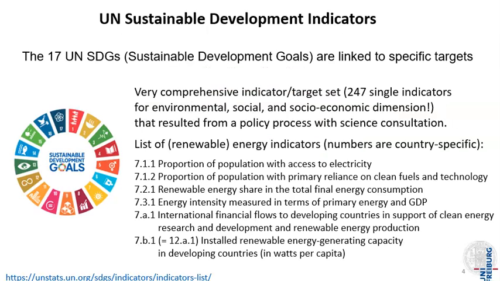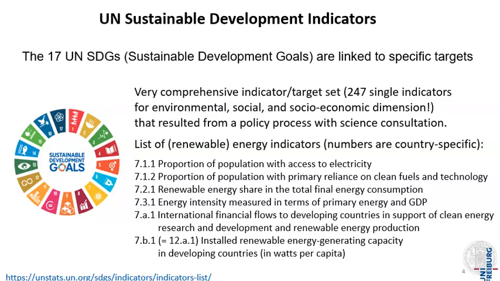Actually, this lecture could be very short because all we can do if we talk about sustainable development indicators is to look at the 17 UN SDGs and see what targets and indicators are used and promoted there. These indicators have been derived from a very comprehensive policy development process that is also ongoing, because this is not a fixed list, but this list is continuously updated.